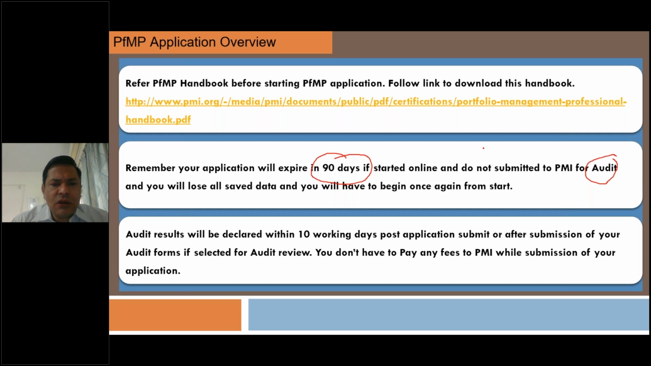Okay, 90 days is quite a lot of time to complete an application, and I think, friends, that within the next 10 days, or maximum 10 to 15 days, we should be able to submit our application. Once you submit your application, within 10 working days you will get an email from PMI that your application has been accepted by them.